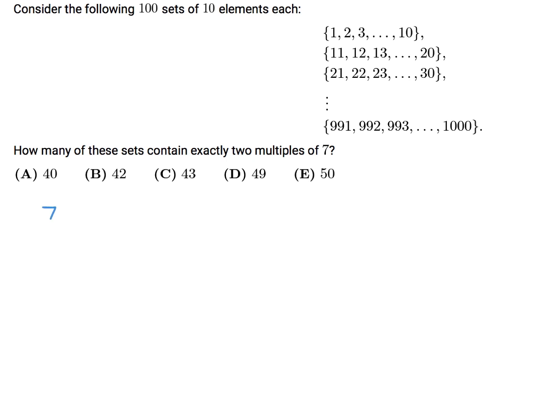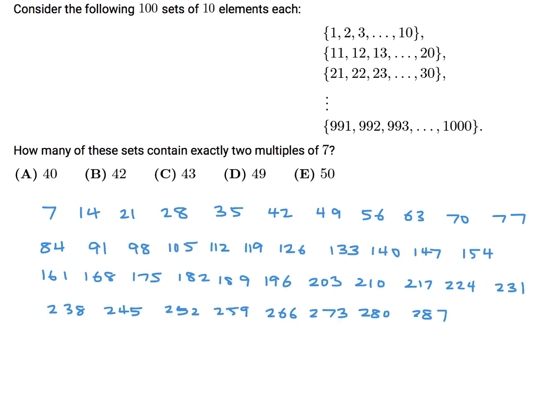First, let's list the multiples of 7: 21, 28, 35, 42, 49, 56, 63, 70, 77, 84. I would just want to get some sort of a pattern. And let's see now if there is any kind of pattern. So we want multiples of 7, right? In each set.